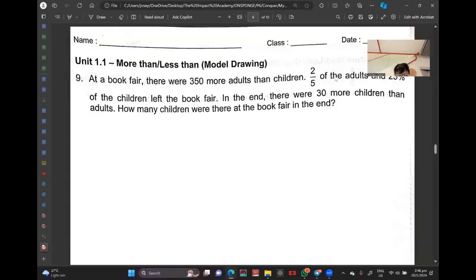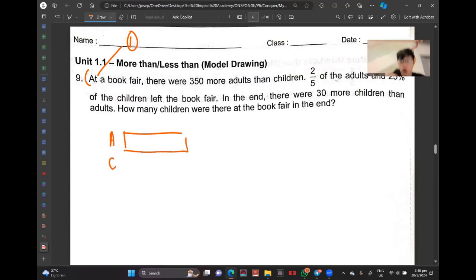Hi everybody, today we are looking at a question like this. Now, as you can see over here, it says, at a book fair, there were 350 more adults than children. So adults, children, what I'm going to do is I'm going to show that adults is basically 350 more. Okay, so that's the first thing that I will do.